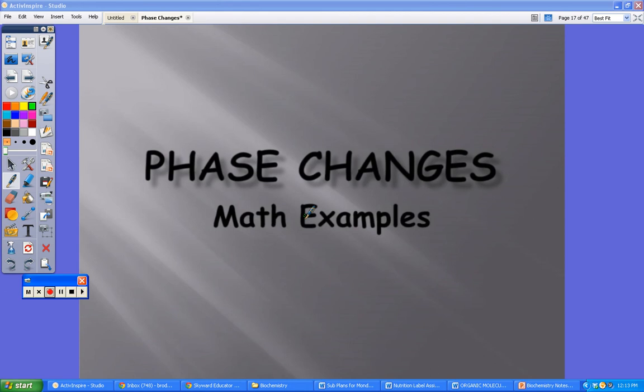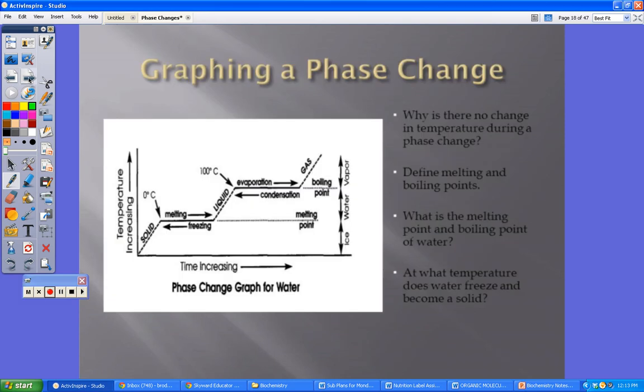So this is the part with the phase changes with the math examples. So this includes all the heat questions that you might see on the test and from your homework. Just as a prelude to this, we talked about graphing a phase change.